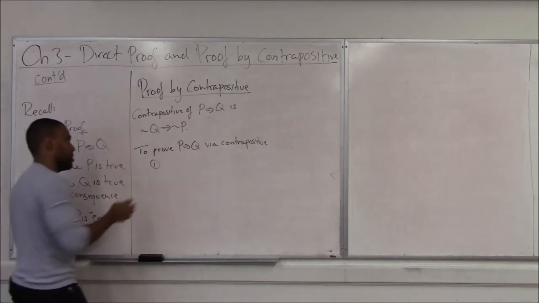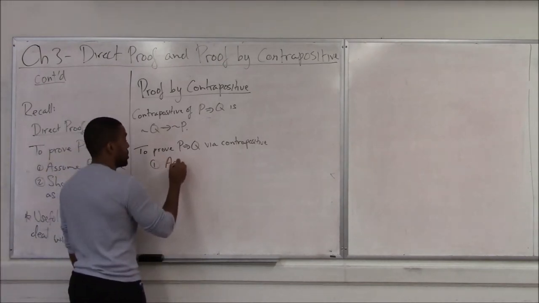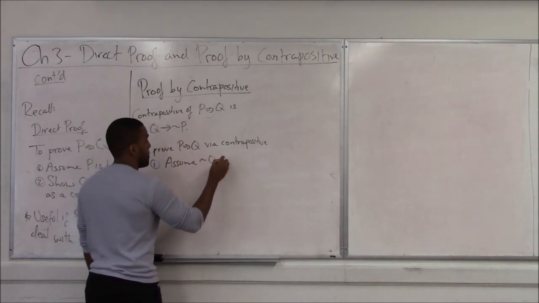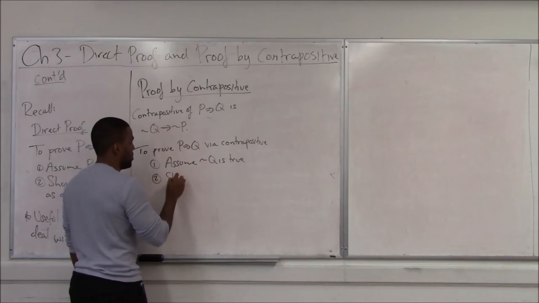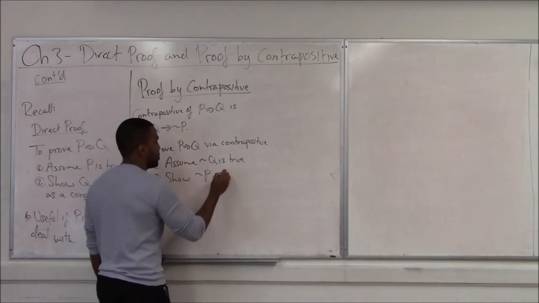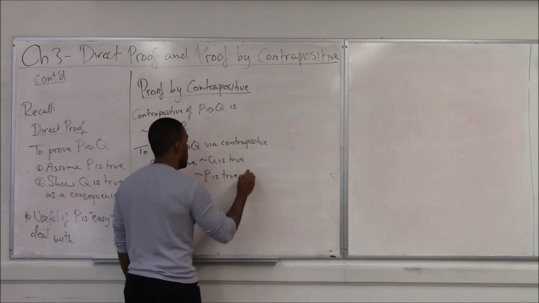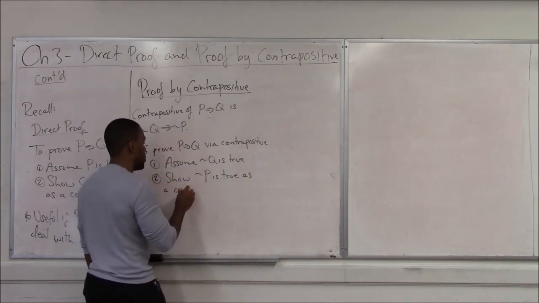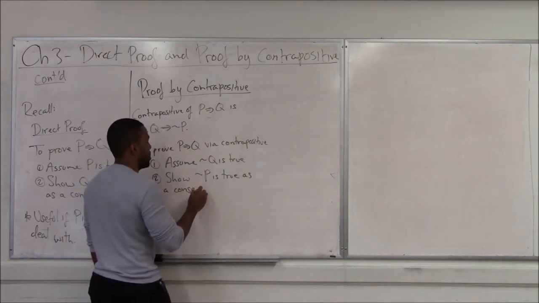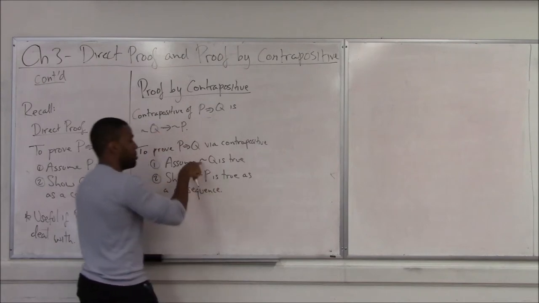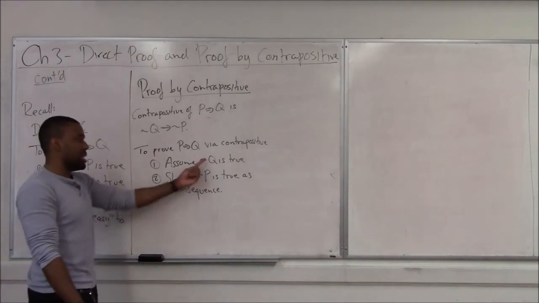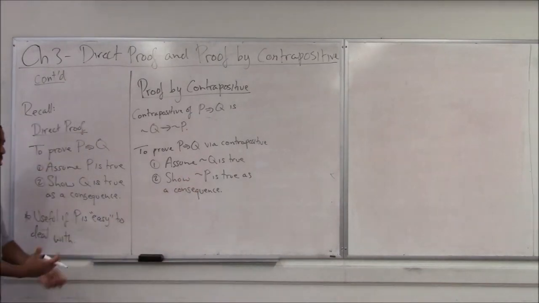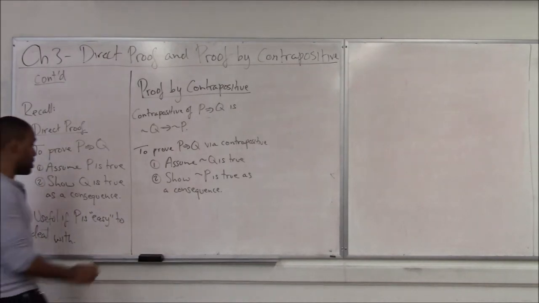So what do you do? Assume that not Q is true, to show that not P is true as a consequence. You want to also remember not P and not Q are the negations. You have to make sure that they have opposite truth values in every instance. They may also involve quantifiers, and you need to know how to negate quantifiers and things like that as well.